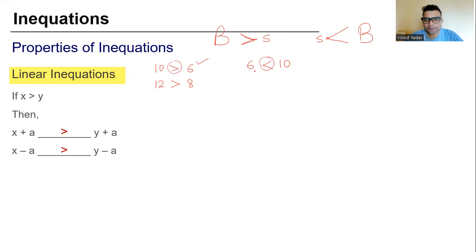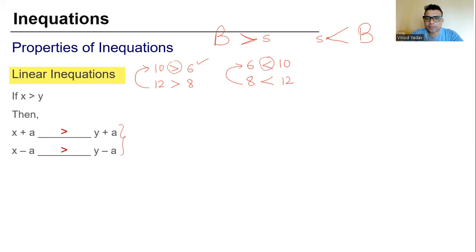Both are correct. Adding 2 on both sides, we get 8 and 12. 8 is still less than 12, so the inequality symbol did not change. And you can think in reverse: if 12 is more than 8, subtract 2 on both sides, you'll get 10 more than 6. So the inequality did not change. Same with this. So addition and subtraction are two very comfortable operations. The way we used to behave in case of equations, the same behavior is there in case of inequations also.